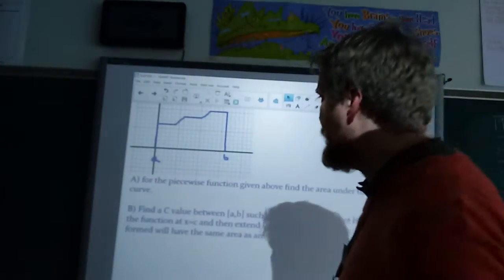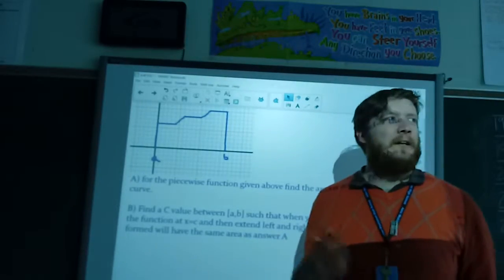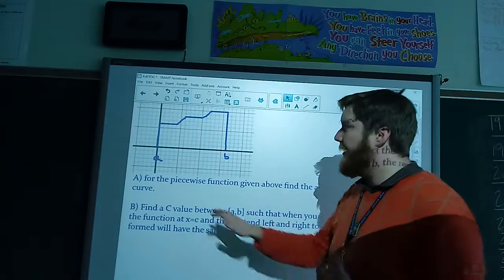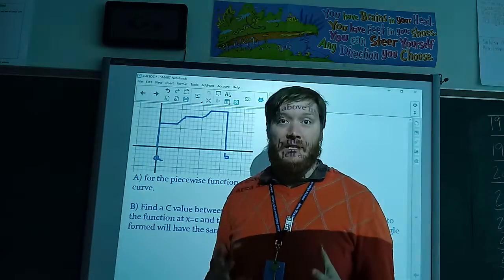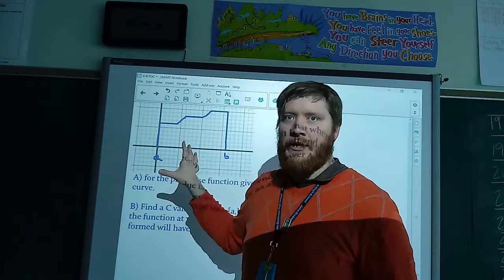Okay, so this concept, it's a little lab. What you want to do is, for the piecewise function given above, find the area under the curve. Literally take time and find out the area.